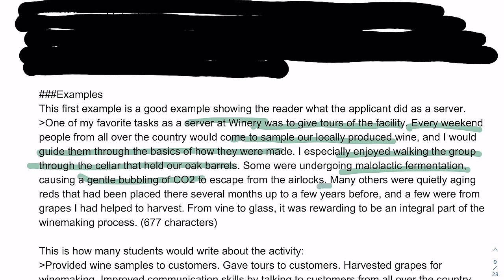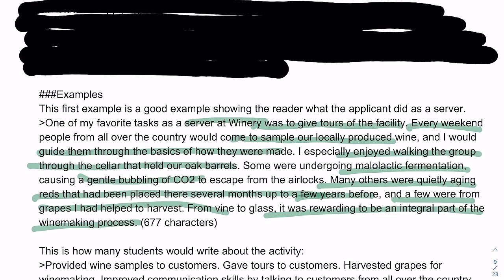Many were quietly aging reds that had been placed there for several months, up to a few years before. A few more were grapes that I had helped to harvest. So now I can say, oh, helped to harvest. So this person is also probably hardworking, willing to kind of get down into the dirt and interact and pick those grapes. Awesome. It was rewarding to be an integral part of the winemaking process. Oh, team player. Without saying team player, this person just said they're a team player. They're willing to go and pick the grapes and walking around and communicating with people. This is an excellent story of someone who is a server, right?